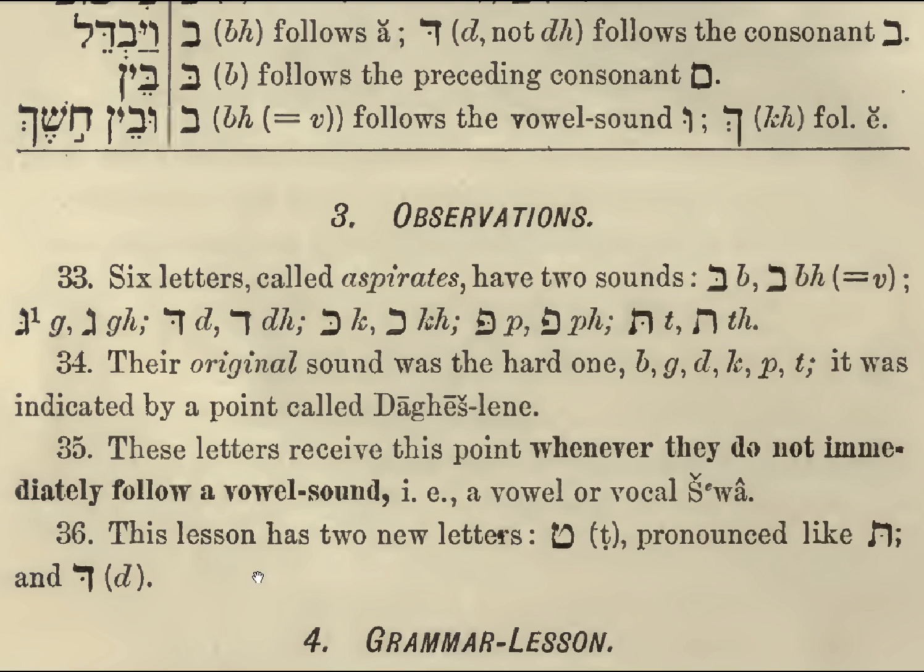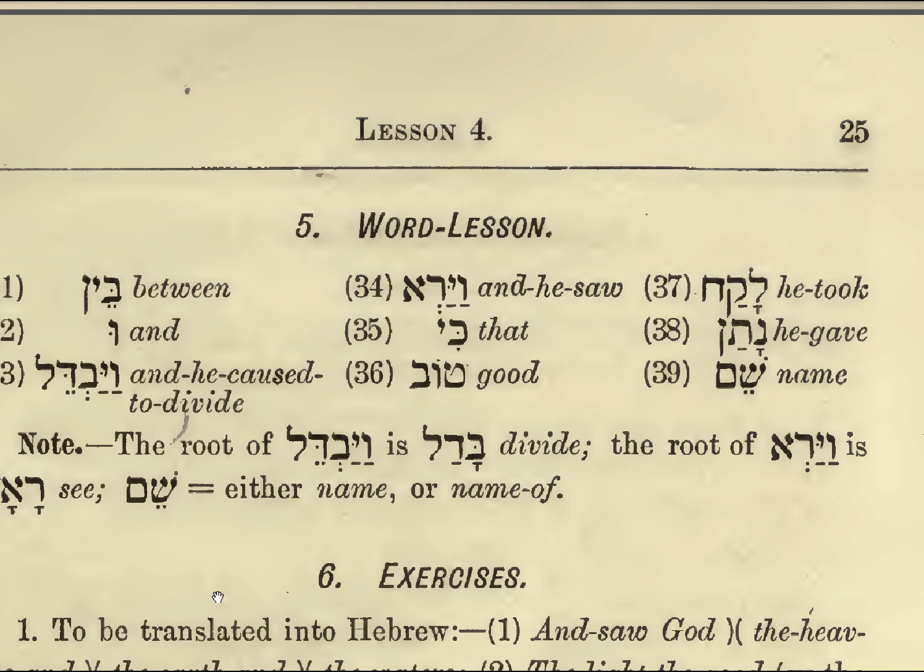And we have in this lesson two new letters. We have t, which is pronounced like t, but not quite the same. T and t. And we have d. New vocabulary. Bin, between. U, and.